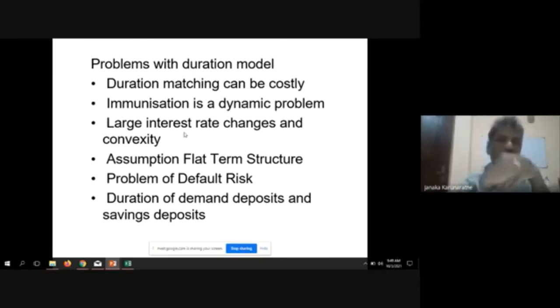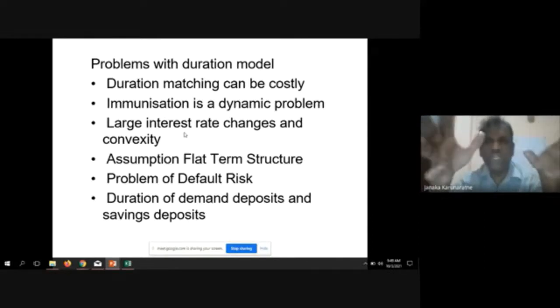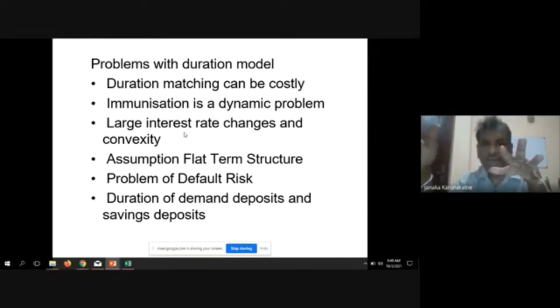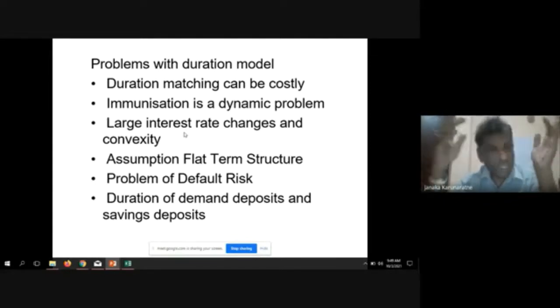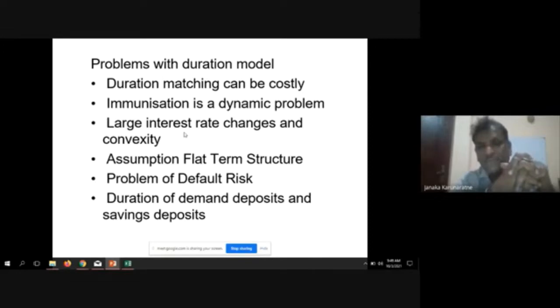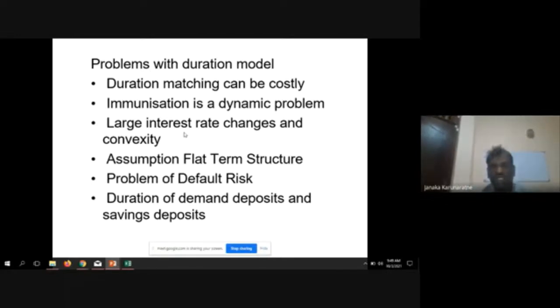And also the duration of demand deposits and savings deposits. Generally, it is very difficult, because the maturity of demand deposits and savings deposits is difficult to predict. Of course, fixed deposit we know, bond we know, but demand deposits are very difficult, and savings. Still you can have your own assumptions and experience to model it. So this may vary from one bank to another bank.